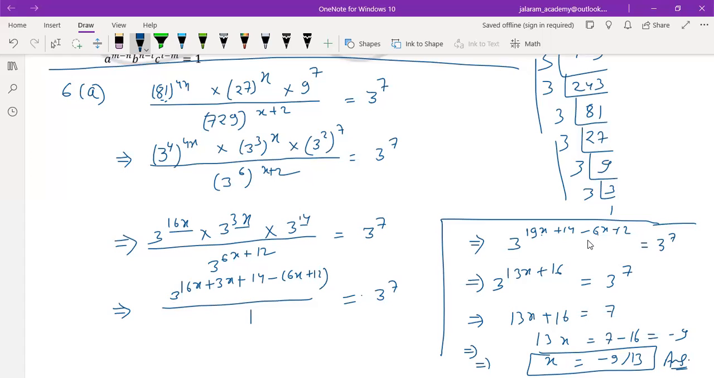Bracket is open, 6x minus 12. So 13x plus 2, it is 16 minus 2. Okay, it is minus 12. Is that clear to you? This will be minus 12 on opening the bracket. Yes. So whenever you check, you can find a mistake. So always check it after solving. 13x plus 2 equals 3 to the power 7. So x equals 5 by 13.